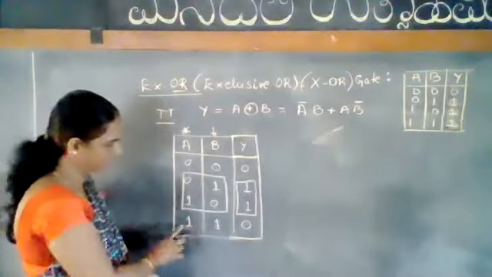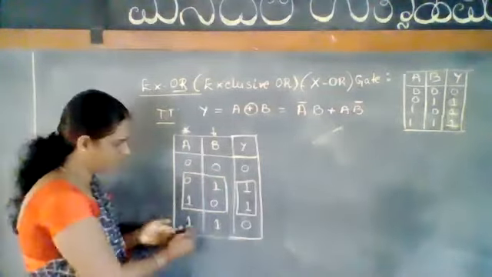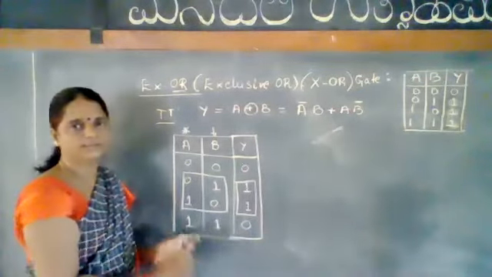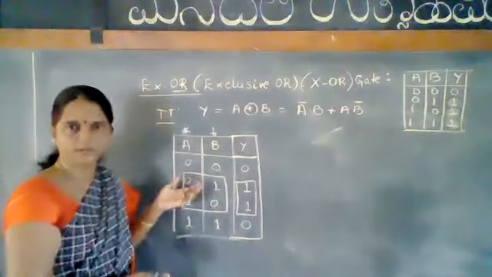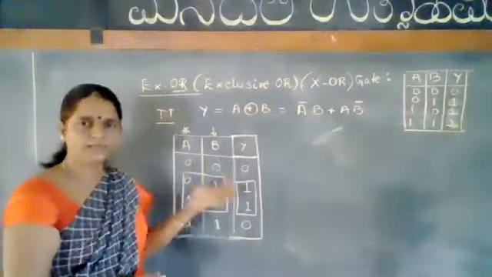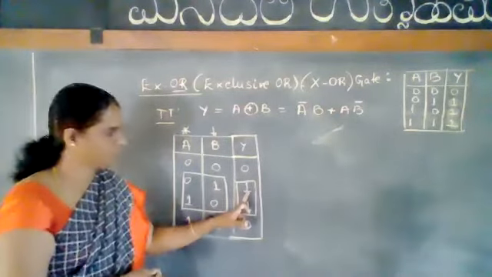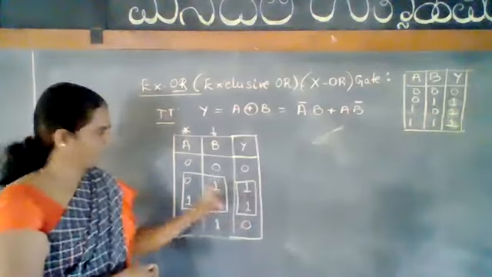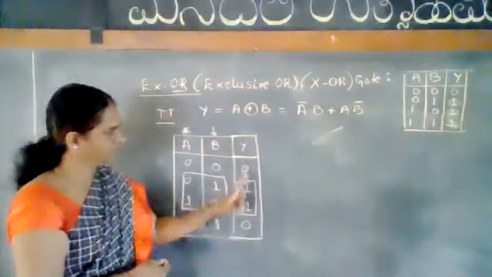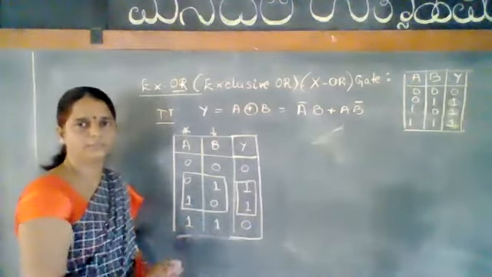For the other conditions, when all the inputs are 0 or all the inputs are 1, at that time the output is 0 for the exclusive OR gate. Whatever may be the number of inputs, the output remains 0 only. So if there are 4 inputs and any one of the inputs goes high, then the output becomes high. If all 4 inputs are 0 or all 4 inputs are 1, in that case also the output is 0. This you have to remember.